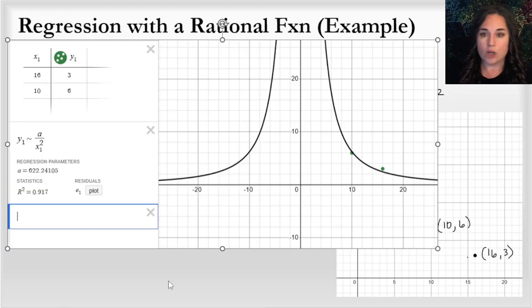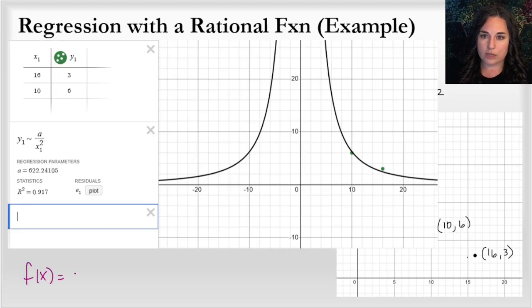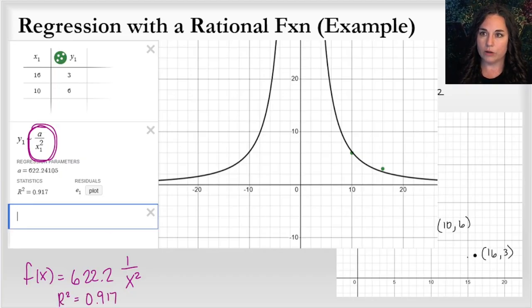And it gives me an R squared. So if I wrote out this function, I'll write it down here in this color. f(x) equals 622.2 times 1 over x squared. That's the model I used. Do you all see that? And it gives me an R squared equals 0.917. Okay, so I'm going to keep that model in mind. Seems like it fits pretty good. 92% of the variation in the data is accounted for by that model.